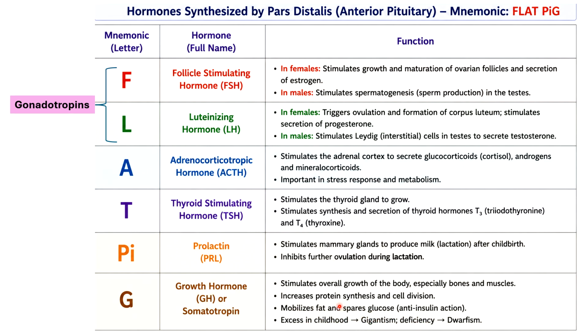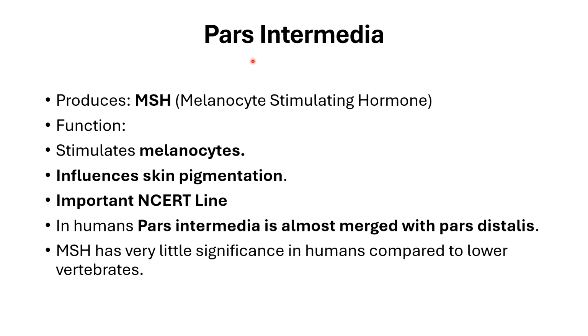So these are the functions of the hormones that are synthesized by the pars distalis of the anterior pituitary. I hope you are clear now. Now come to the second part of the anterior pituitary, that is pars intermedia. This produces the MSH hormone, also known as the melanocyte stimulating hormone. As you know, melanin is produced by the melanocytes. So this MSH hormone influences the skin pigmentation.